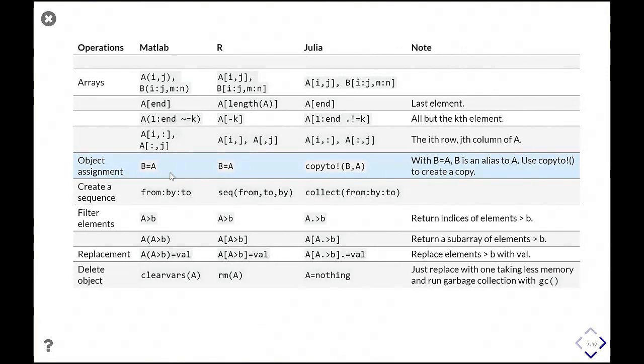This line here, object assignment. In Julia, if you simply do B equals A, if A is an array, Julia is not creating a copy of A in B, but instead it makes an alias to A. If you want to create a copy of A, then you need to use a special function, copy, with an exclamation at the end. Then this will create a copy of A and assign the content to B.